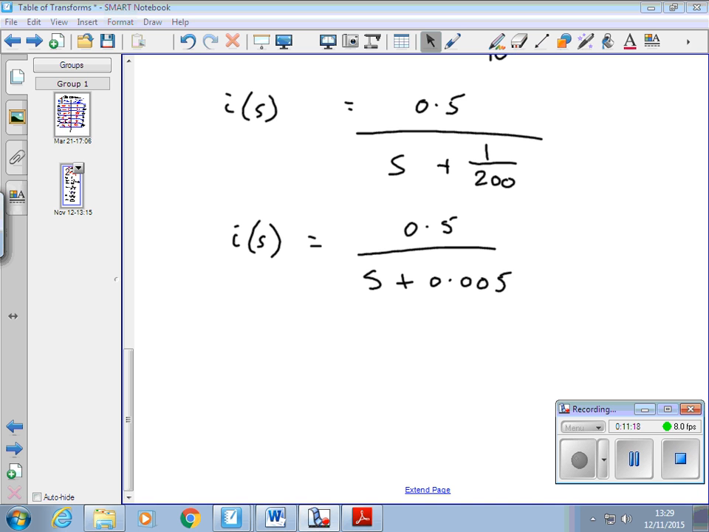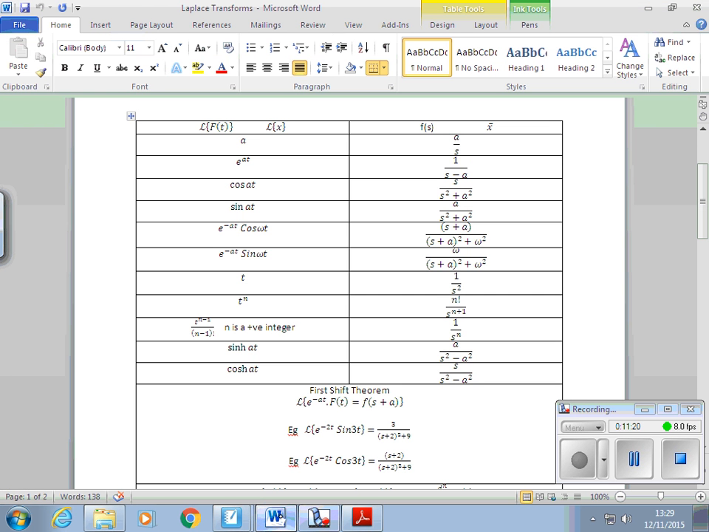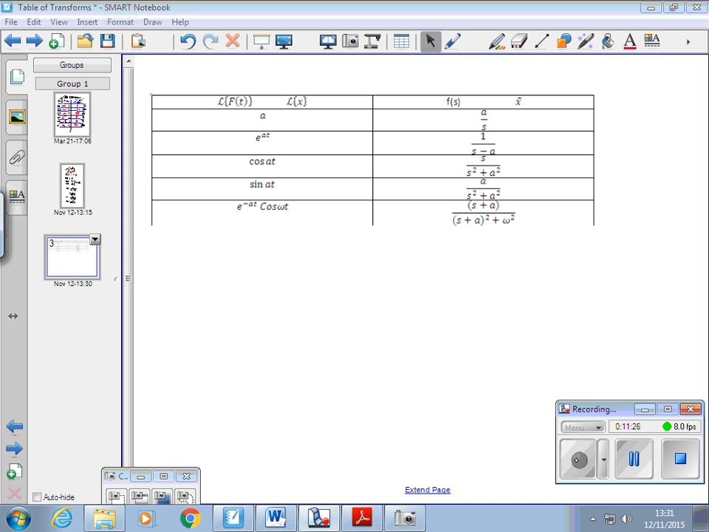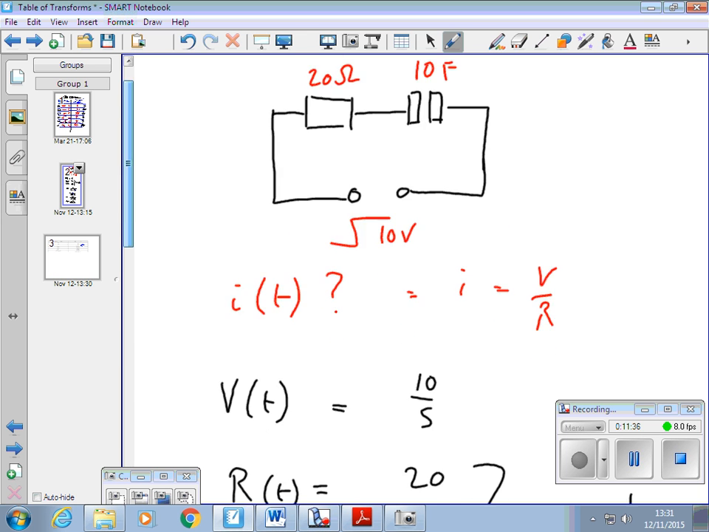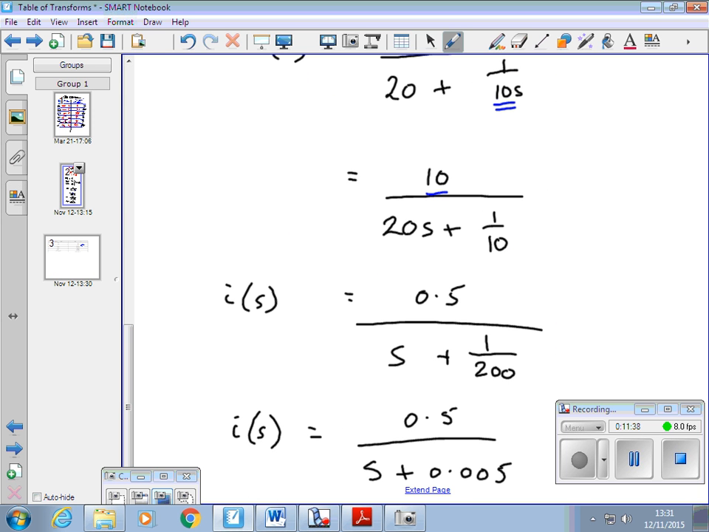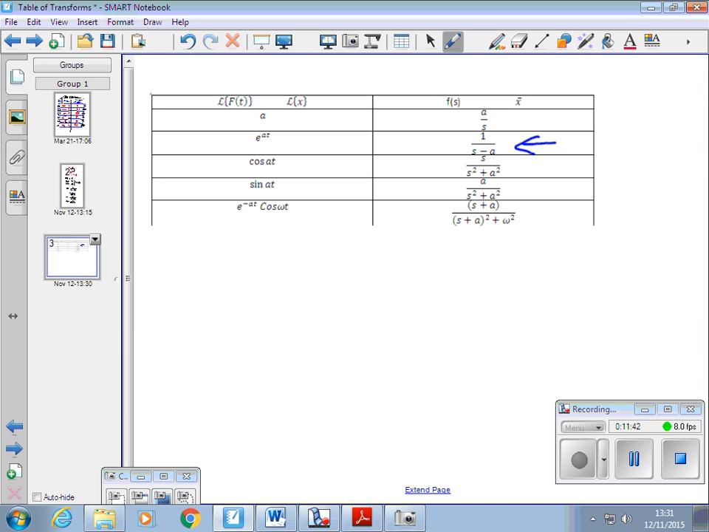Look at our table. It looks like the second one down in our table. So from our table, it looks a bit like this one, does it not? Okay? Let's look back at our final result and rewrite it over here so we can see it. I S equals 0.5 over S plus 0.005.